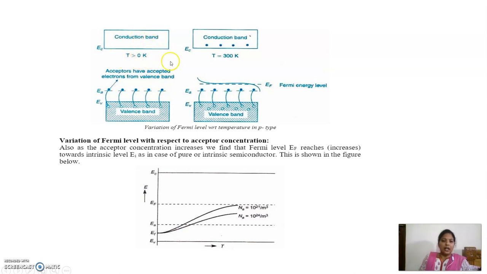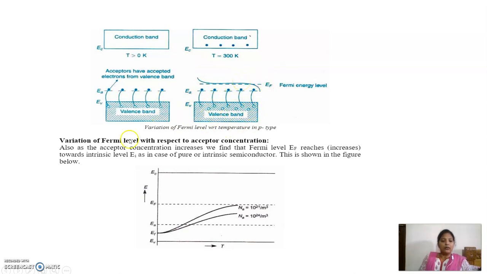But still we don't have any electrons in the conduction band at T greater than 0 Kelvin. Now if you go to T equal to 300 Kelvin, there is further breaking of covalent bonds, that is, electron hole pairs are generated. Electrons in the valence band go from the valence band to the conduction band and electron hole pairs are created. So at T equal to 300 Kelvin we have electrons in the conduction band, whereas at T greater than 0 Kelvin, we don't have any electrons in the conduction band.